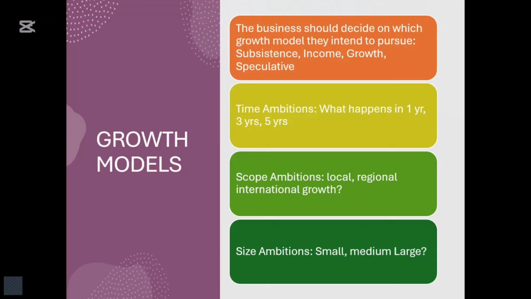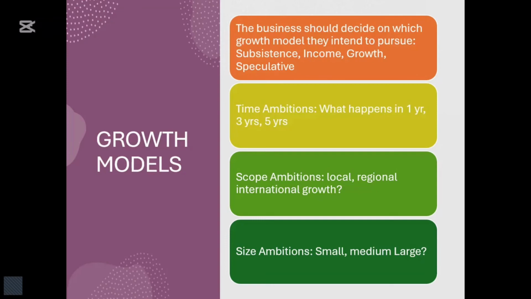Part of it will tie into whether you are pursuing an income model, a subsistence model, a growth model, or a speculative model. With the subsistence model, you are basically doing it for survival purposes and out of necessity. With the income model, you are doing it because you see that this type of business can generate a certain type of income for you. With the growth model, you are focusing on putting in a high amount of money for a high return. And with the speculative model, you are also putting in a high amount of money, but you don't know what the return is going to be.